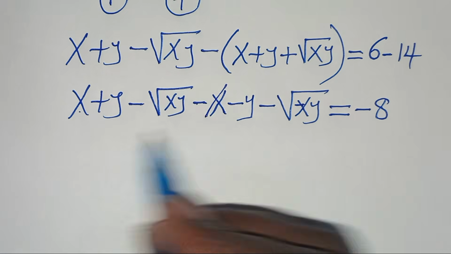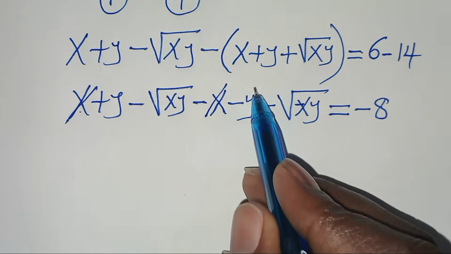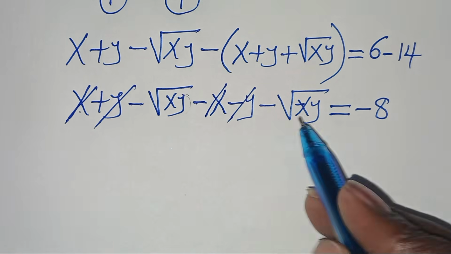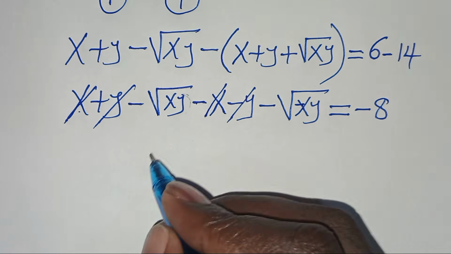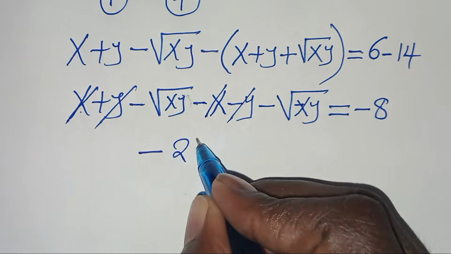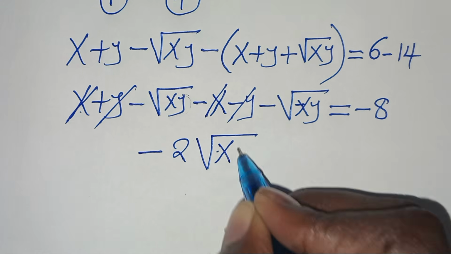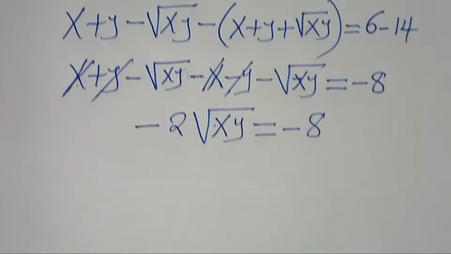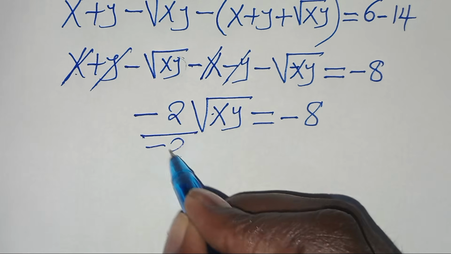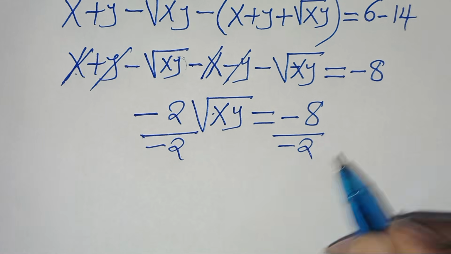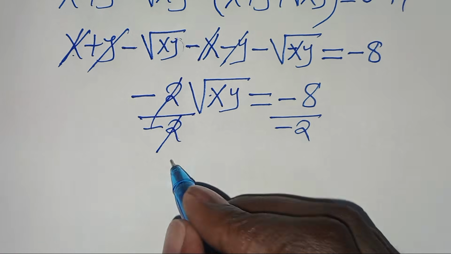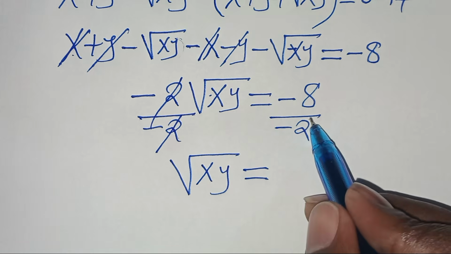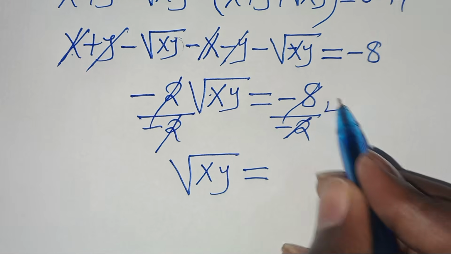X minus x, this simplifies. Plus y minus y, this simplifies. So we have negative square root of xy minus square root of xy. This means we have negative 2 square root of xy, which is equal to negative 8. Let's divide on both sides by negative 2. And what this means is that the square root of xy is equal to negative 8 divided by negative 2. This is the same thing as 4.